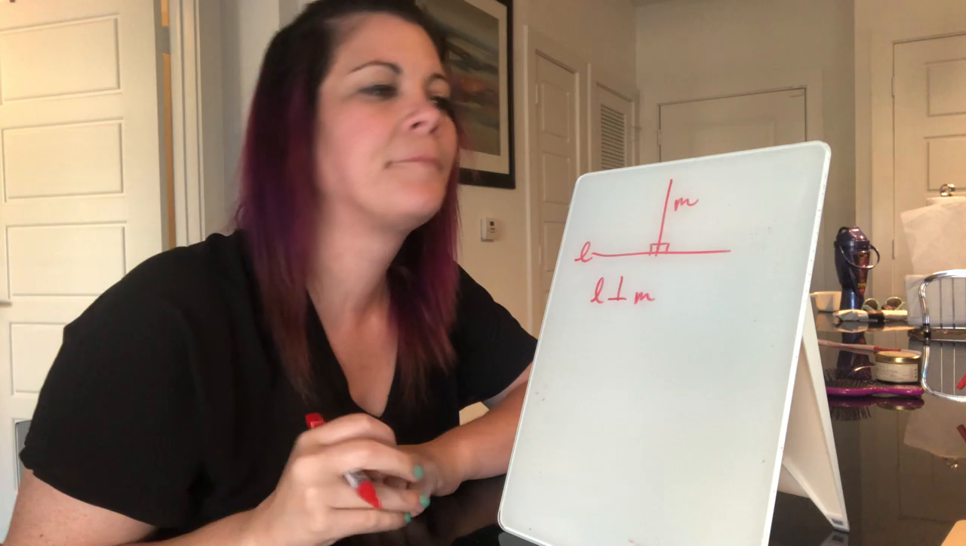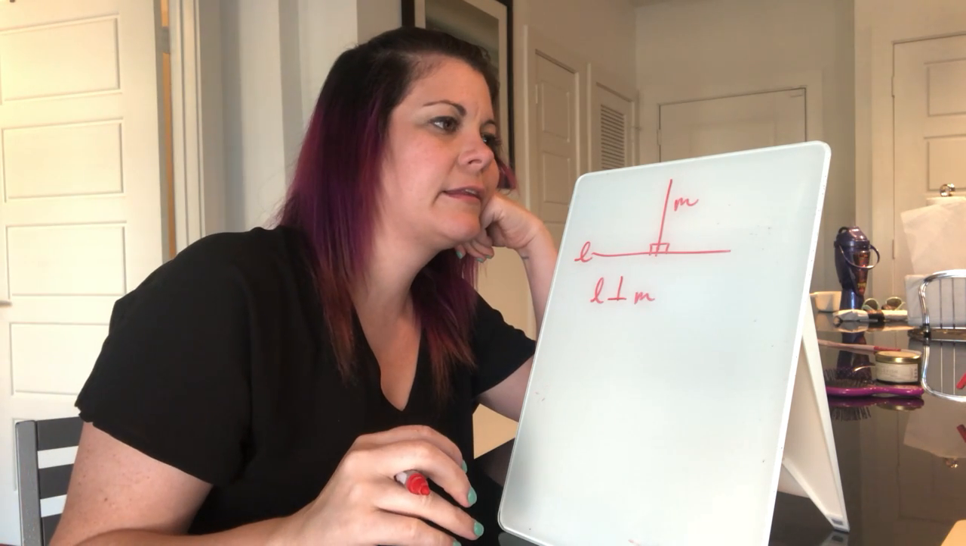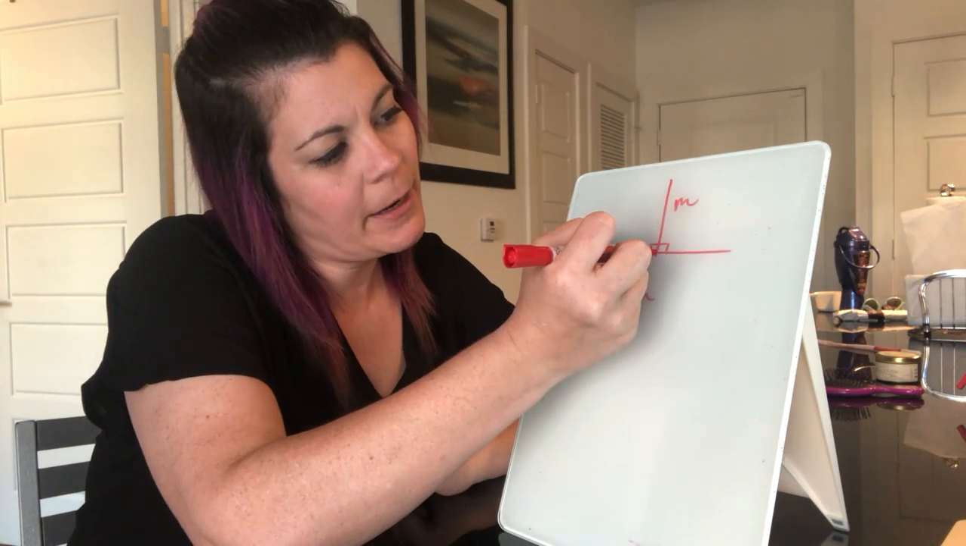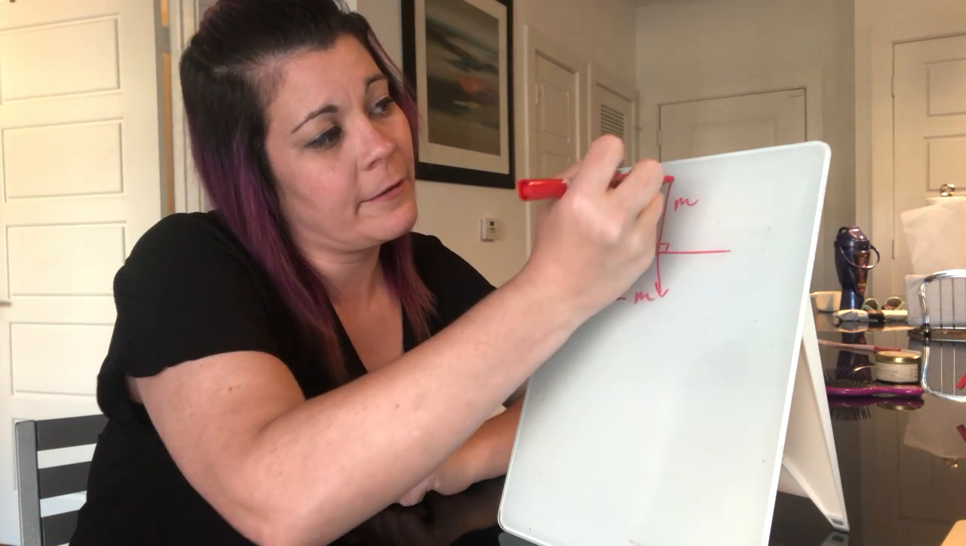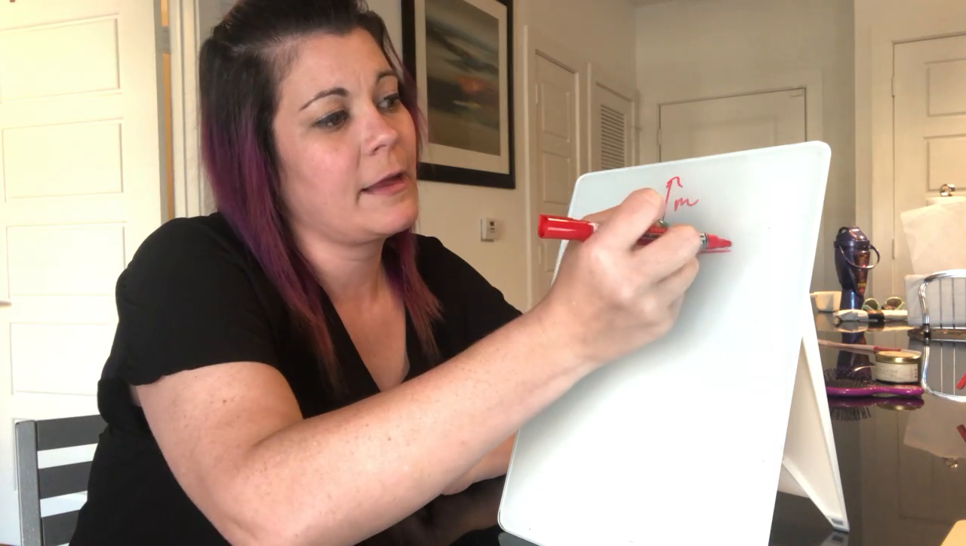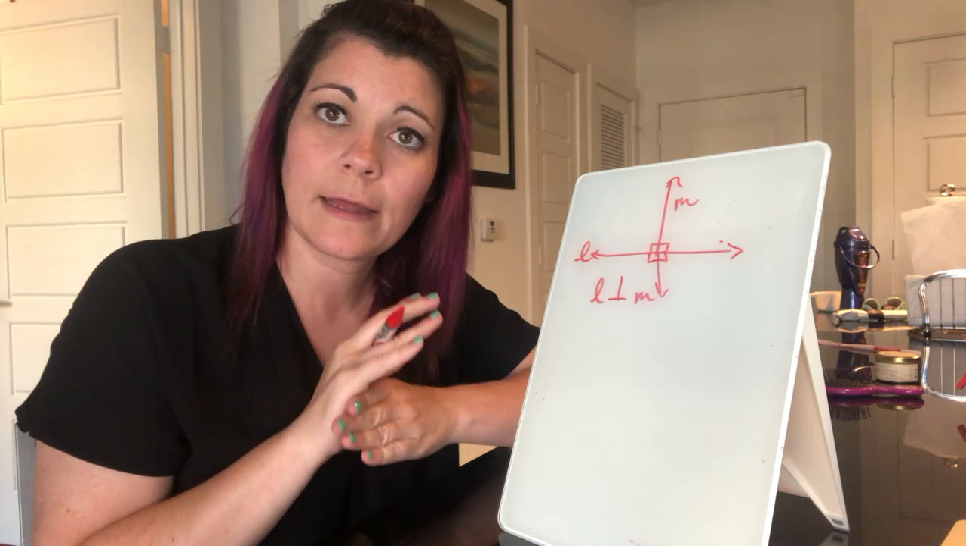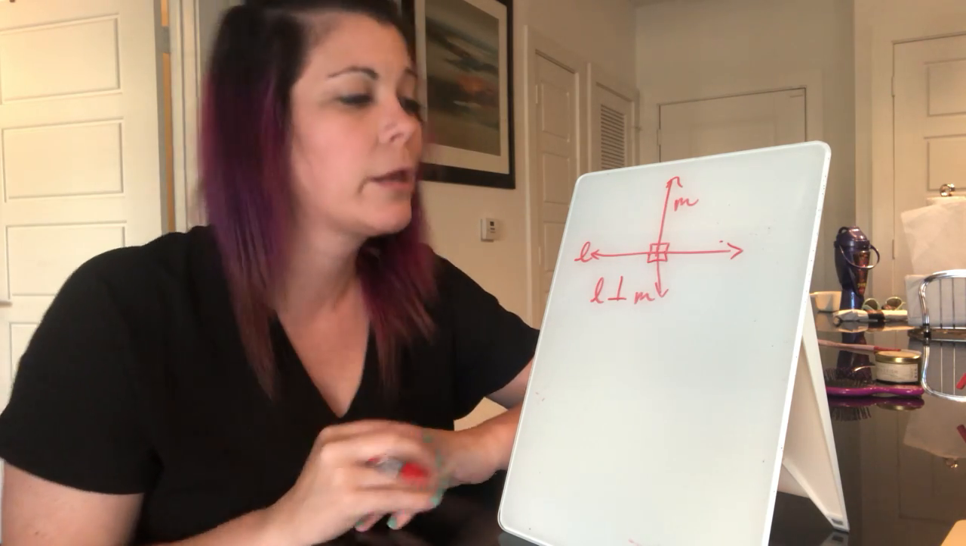Four right angles are formed if they are lines. If it's just a line segment, then only maybe two, but here four right angles are formed when two lines intersect and are perpendicular.